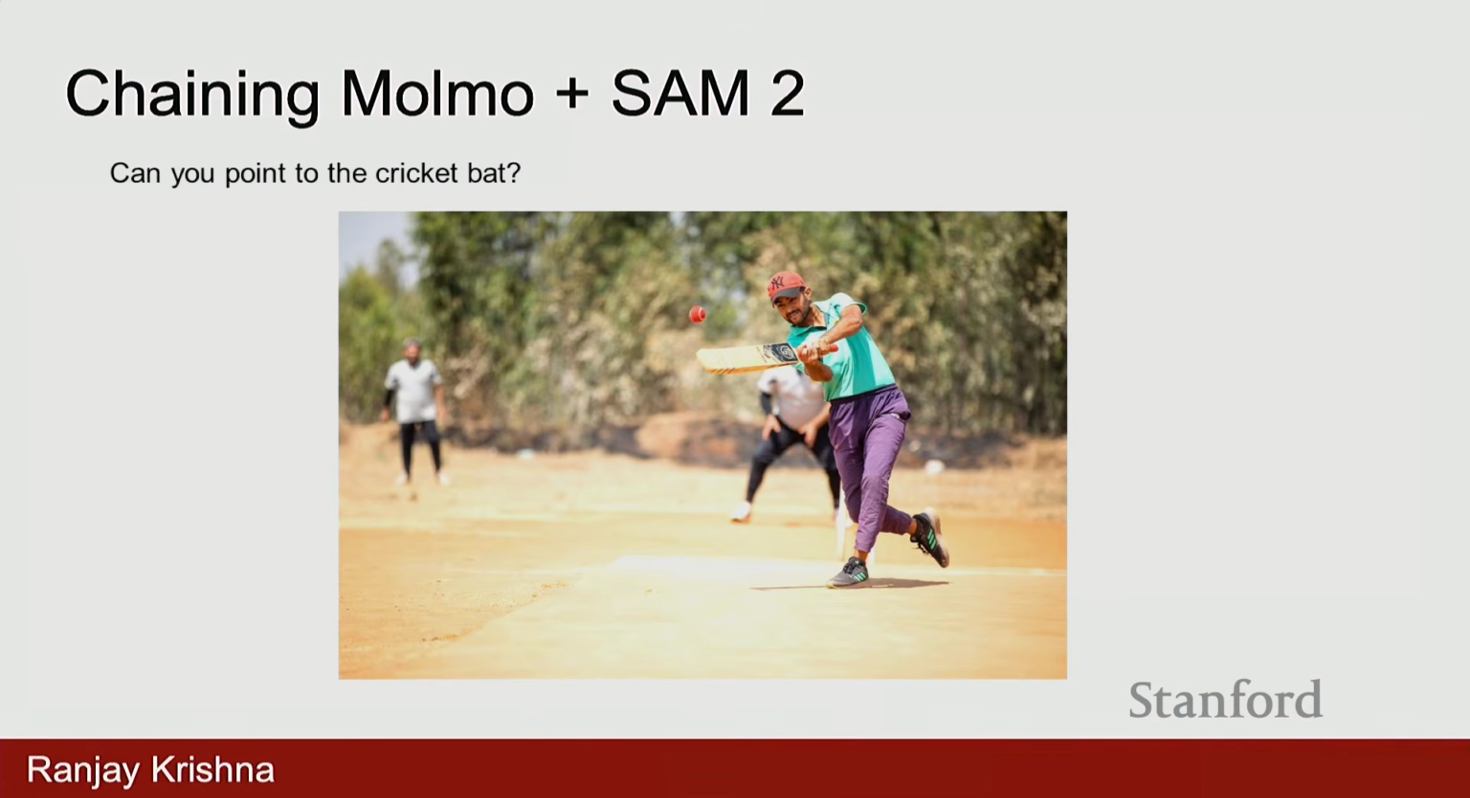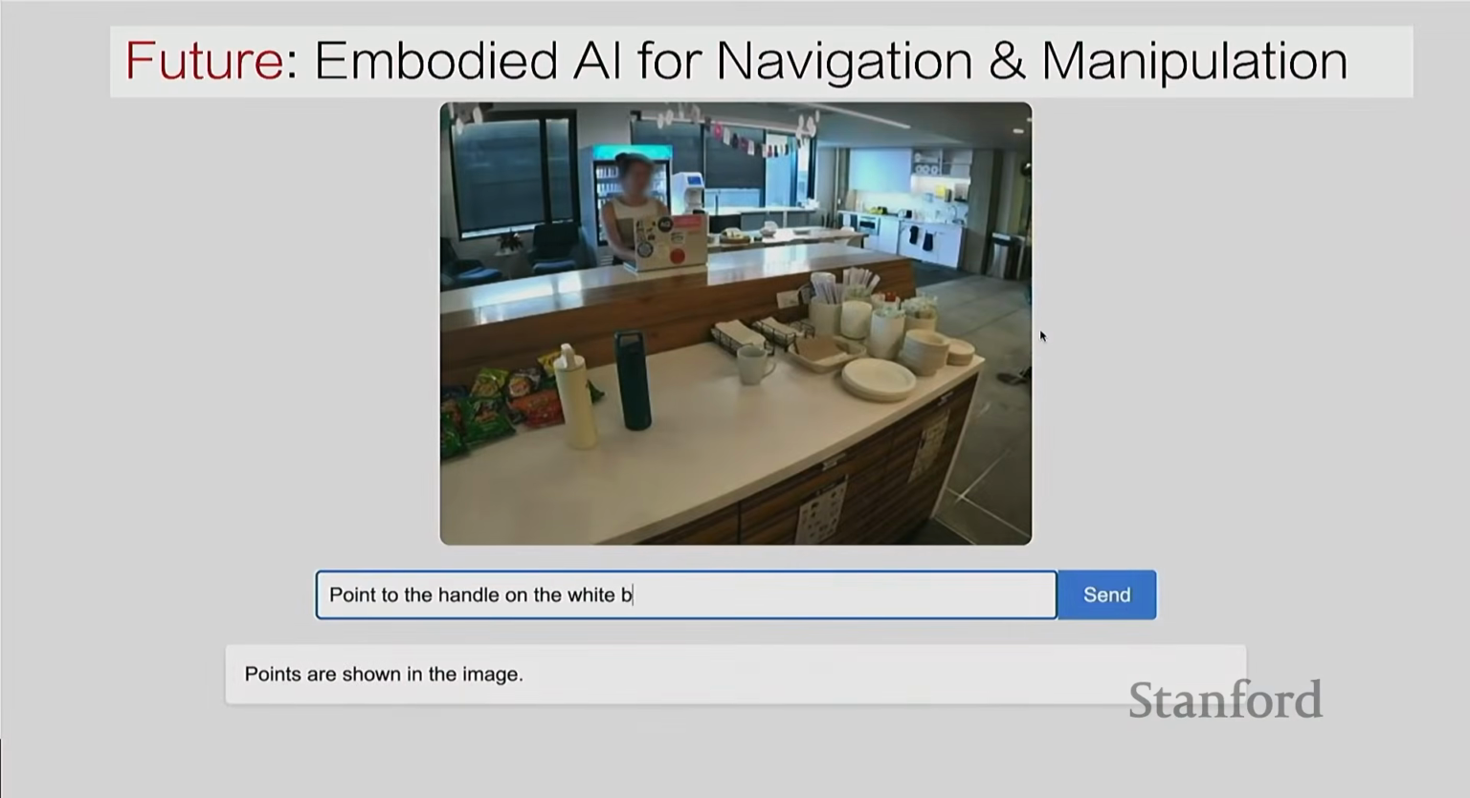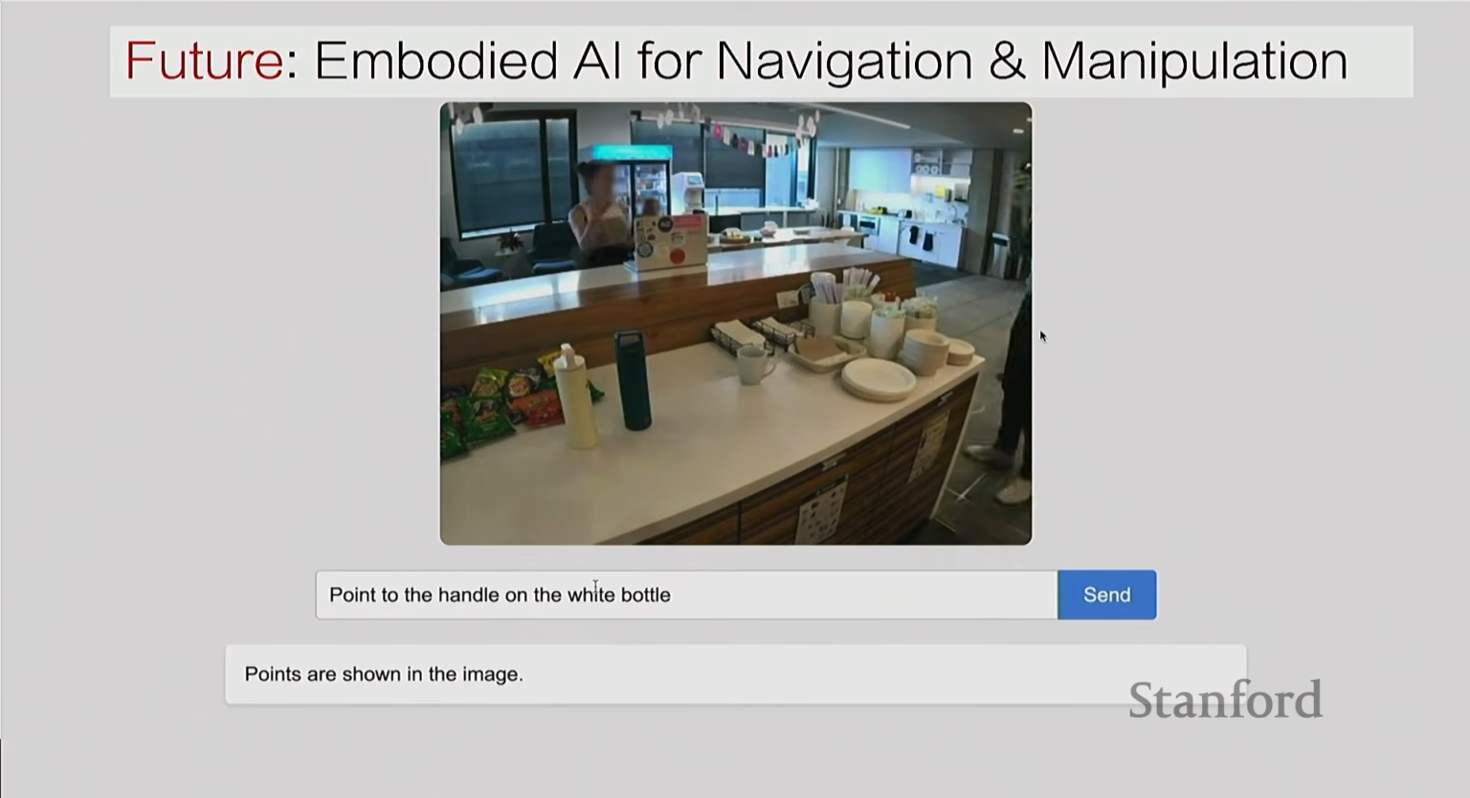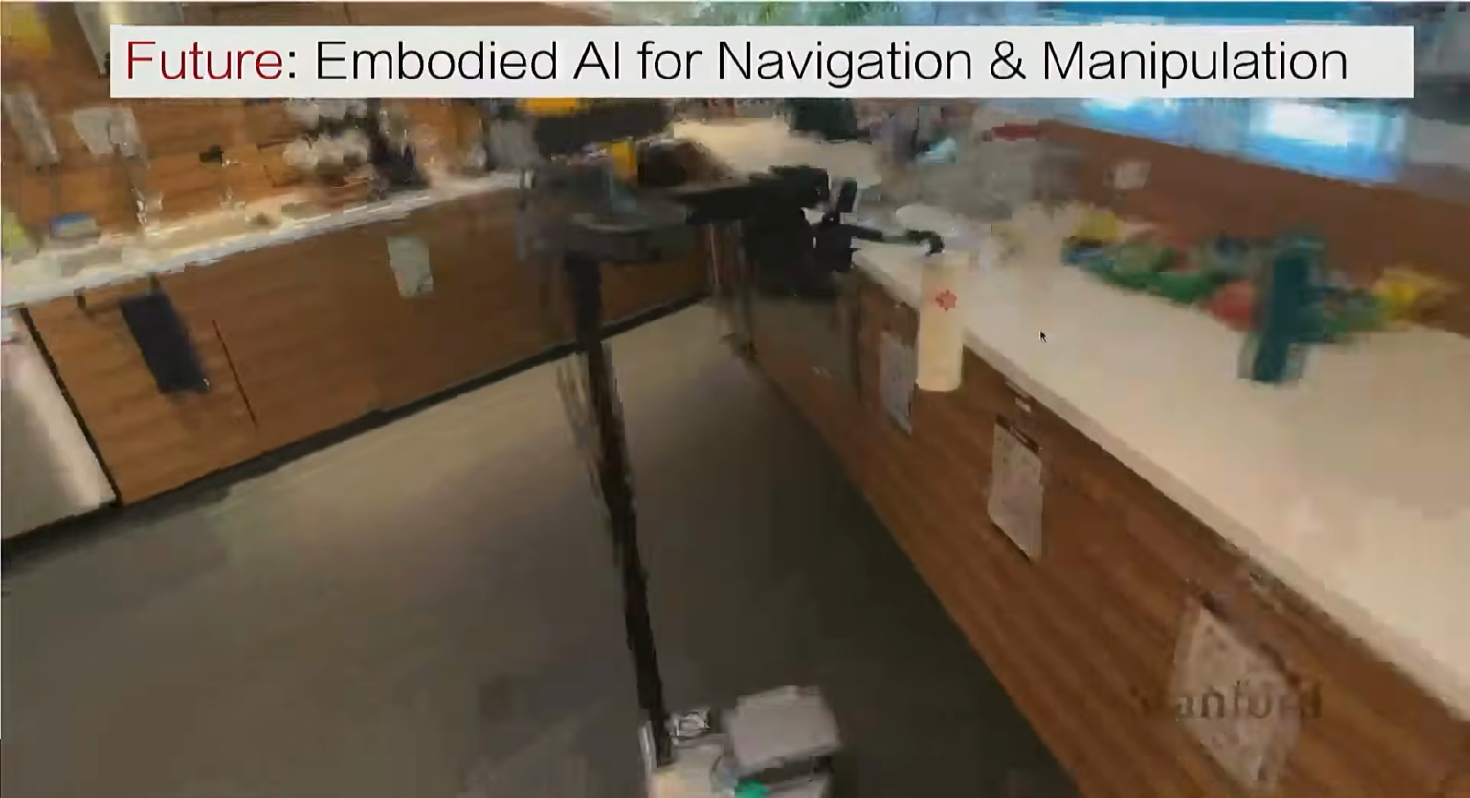And now you can do segmentation of that cricket bat across time. And so you can start enabling all kinds of new applications. Here's one that we played around with in the office, which again, you're going to hopefully learn about in the next lecture when you hear about robotics.